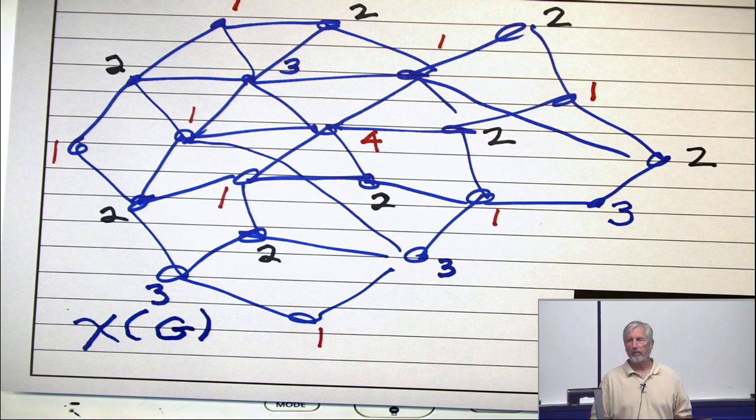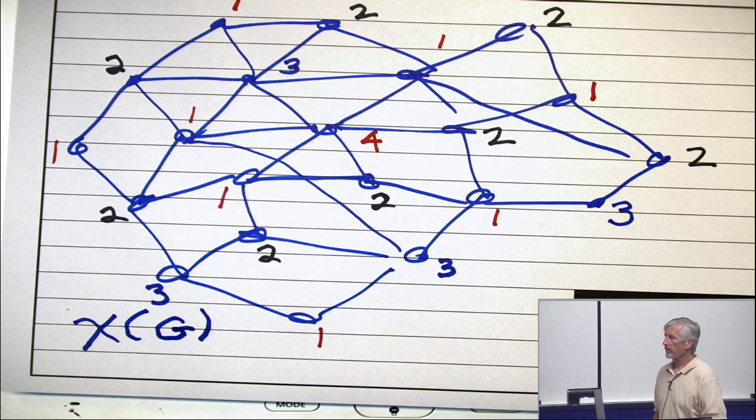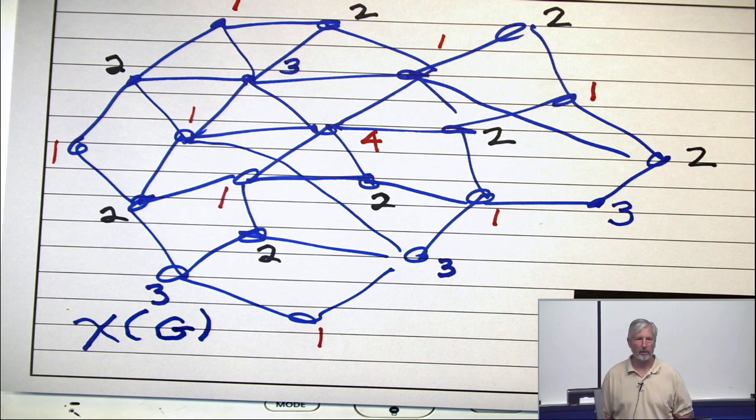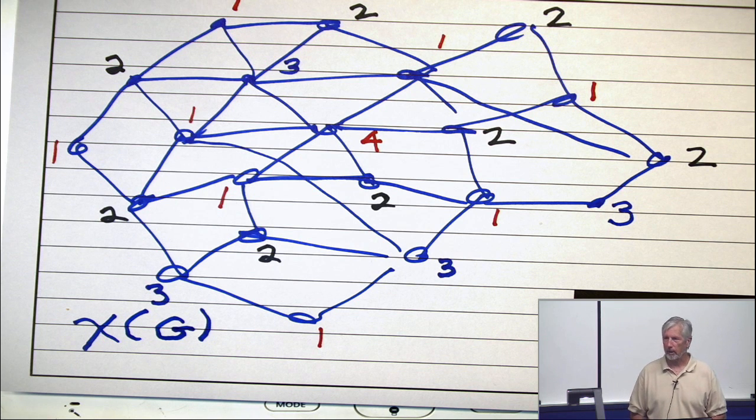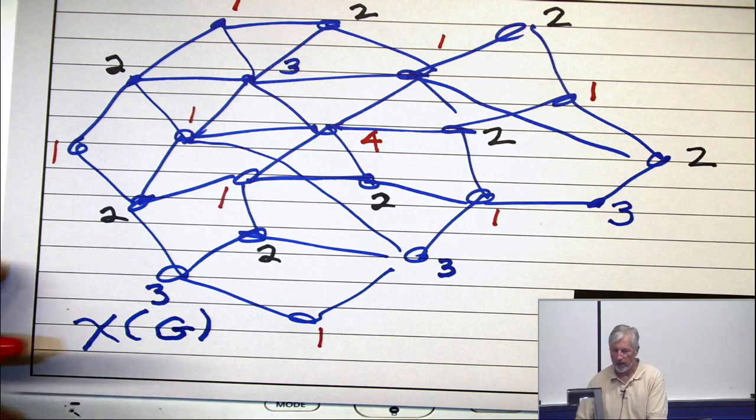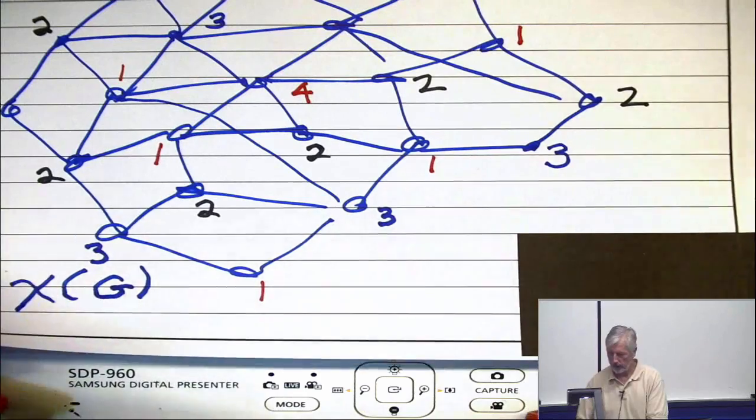If I give you a graph with 1,000 vertices, how would you like to have the twin problems of finding the maximum clique size of the graph and finding the chromatic number of the graph? You would not. You would not be happy. I would not be happy. There's no human on the planet who would be happy with that assignment. These are hard problems. But it turns out that they are very, very important.